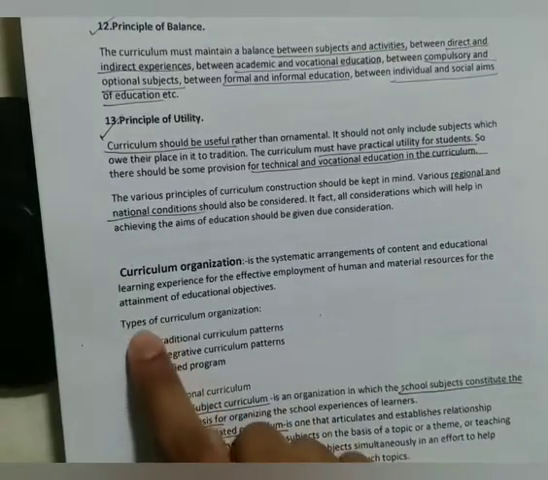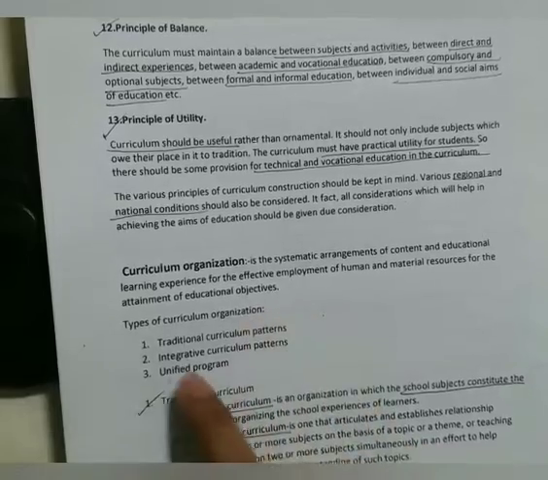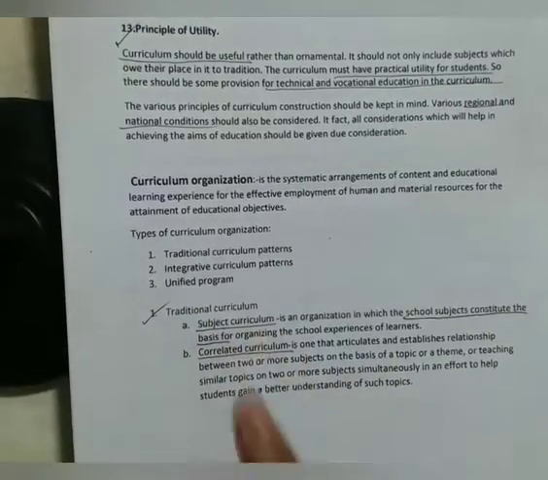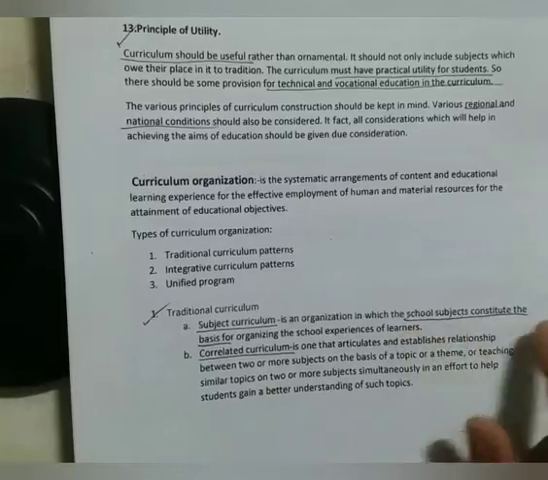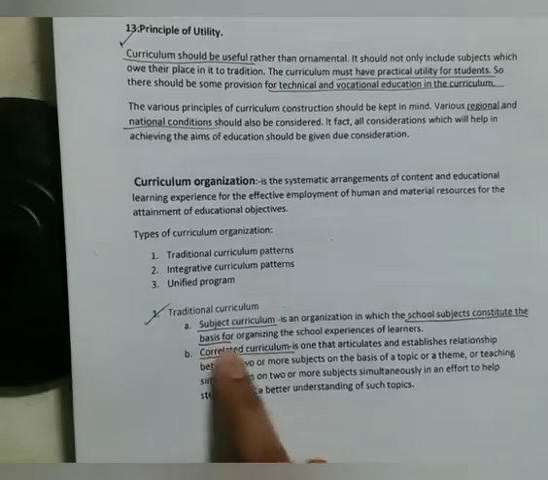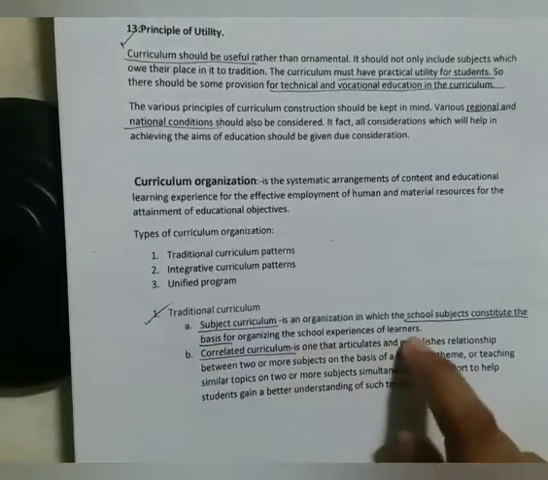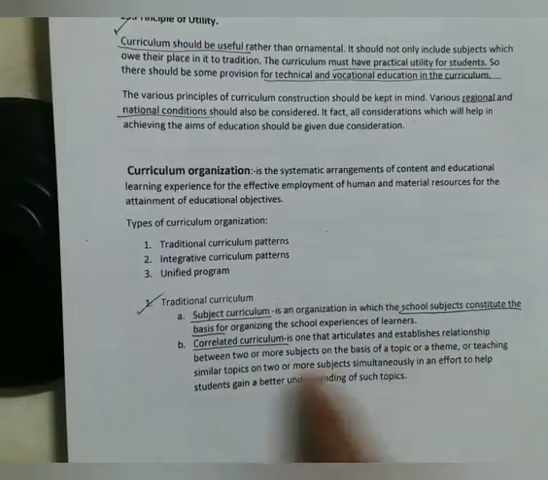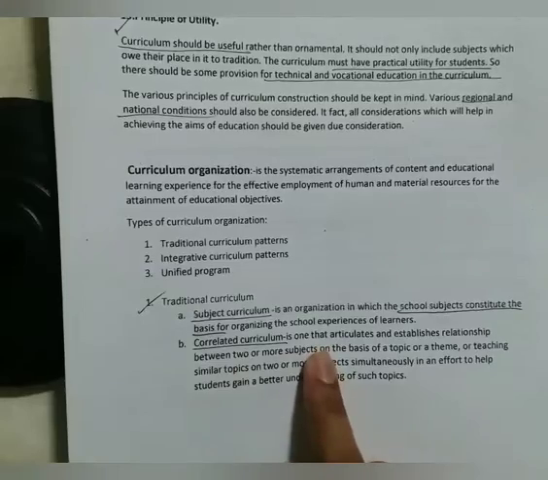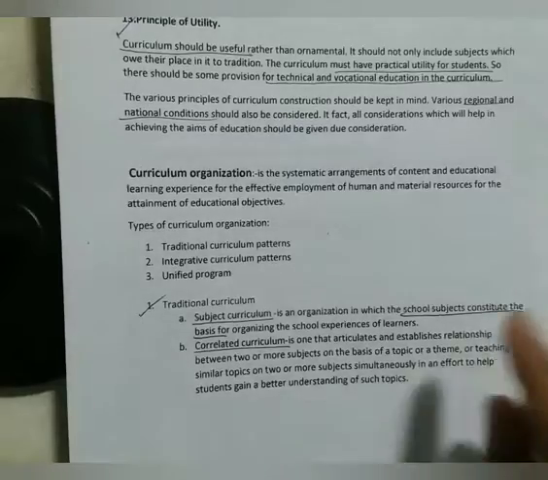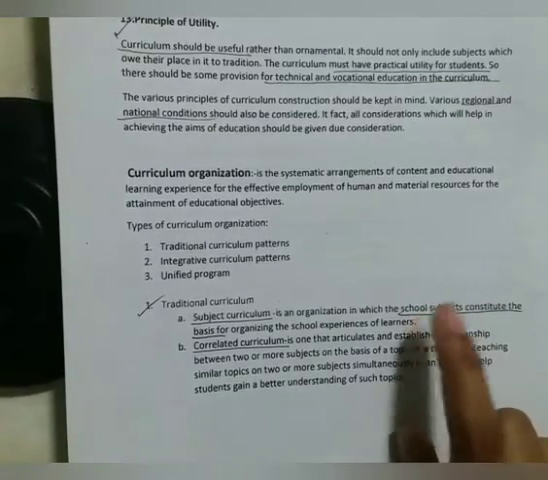Now, in the types of curriculum organization, we have traditional curriculum patterns, integrative curriculum patterns, and unified program. Traditional means subject curriculum. The first one is the subject curriculum. That means the school subjects constitute the basis for organizing the school experience of the learners. Subject curriculum will be based on only the subjects that are selected by the school itself.